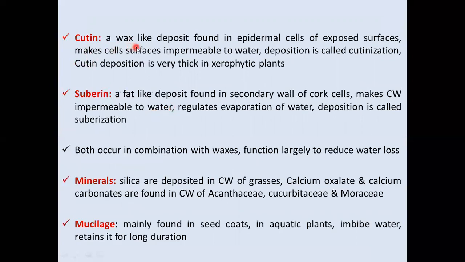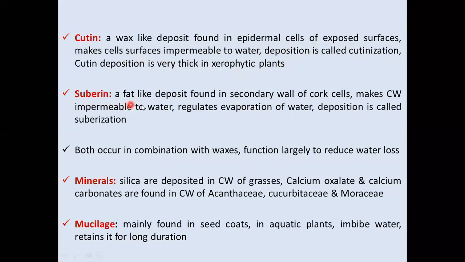Next is cutin. It is a wax-like deposit found on the exposed surfaces of epidermal cells, and it makes cell surfaces impermeable to water. The deposition of cutin is called cutinization. Cutin deposition is very thick in xerophytic plants because they are water deficient, so they need to regulate water evaporation.